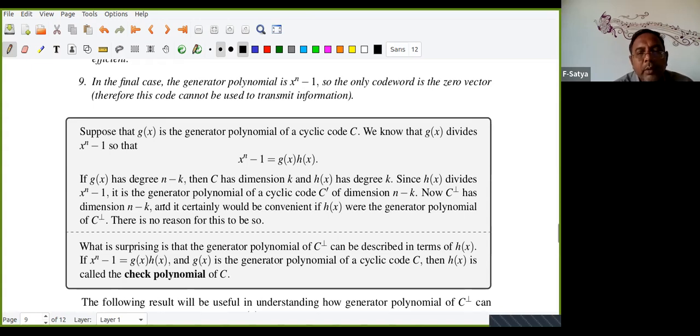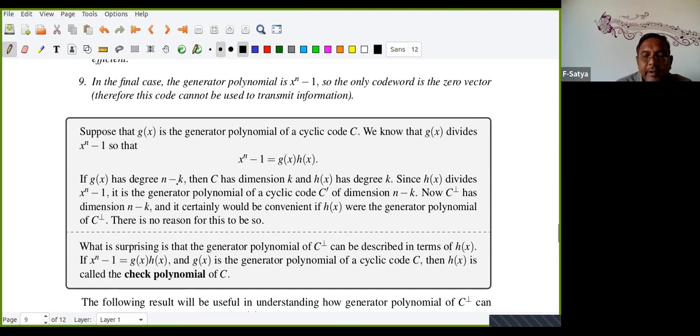Now we'll go to the parity check matrix. So we have the generator matrix, which comes from the generator polynomial. The natural question you can ask is, is there a parity check polynomial like that? Yes. See, g of x is the generator polynomial for cyclic code C. Then we know that g of x divides x power n minus 1. So x power n minus 1 equals g of x into h of x.